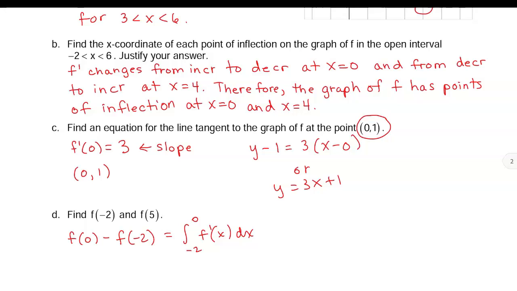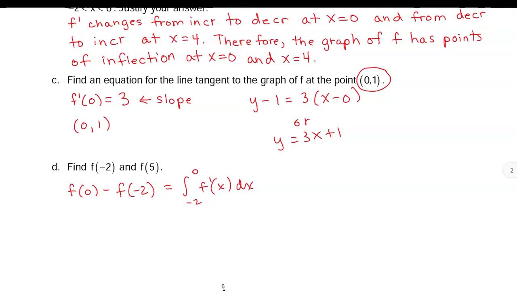In this situation, we have the ending amount. We know that f of 0 is 1, so you could solve for f of -2 first, or you could just enter in the values that you know. I'm going to solve for f of -2 first. I'm going to add f of -2 to the right, and then I'm going to subtract the integral over to the left.